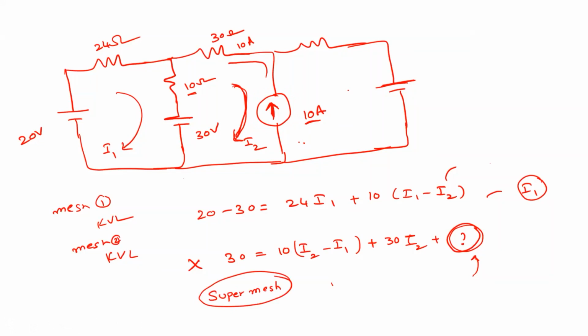If a current source is common to two meshes, here mesh 2 and mesh 3, we don't know the voltage across that current source, so we cannot write KVL equations. To solve this, we have a method known as super mesh. Let's see a small example.